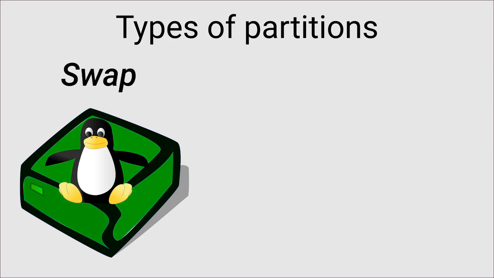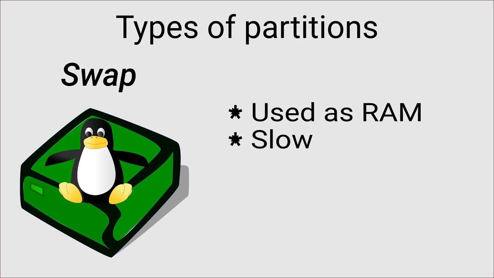Swap is cool. What it does is it uses part of your hard disk as virtualized RAM, so if your computer runs out of RAM, it starts using your hard disk for RAM. But RAM is way faster than your hard disk, so it's kind of like slow RAM.